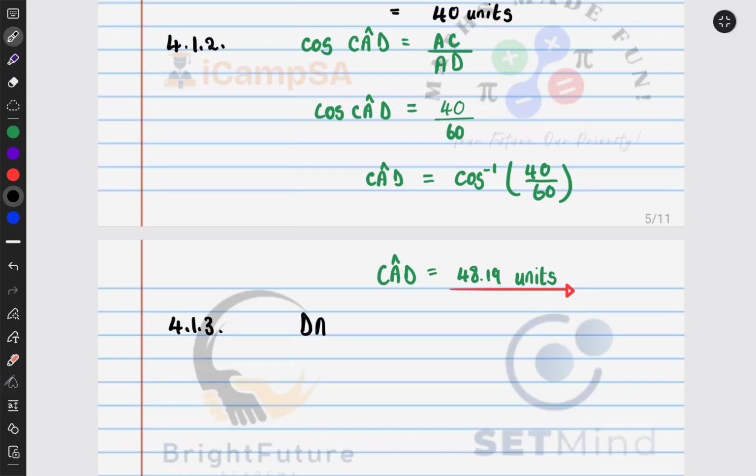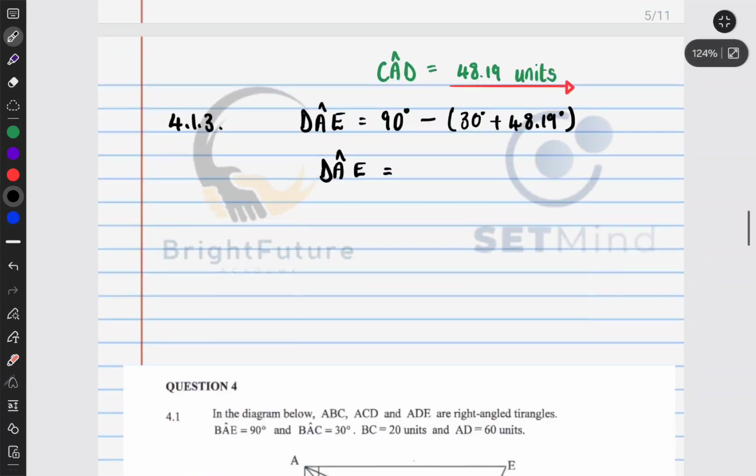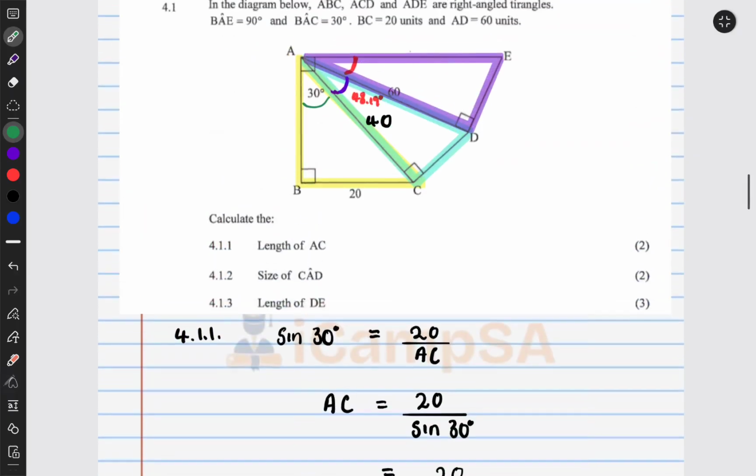That will be 4.1.3. The angle DAE is equal to 90 degrees minus 30 plus 48.19 degrees. Therefore angle DAE will be equal to 11.81 degrees. Okay, now we have the angle DAE, which is 11.81 degrees.